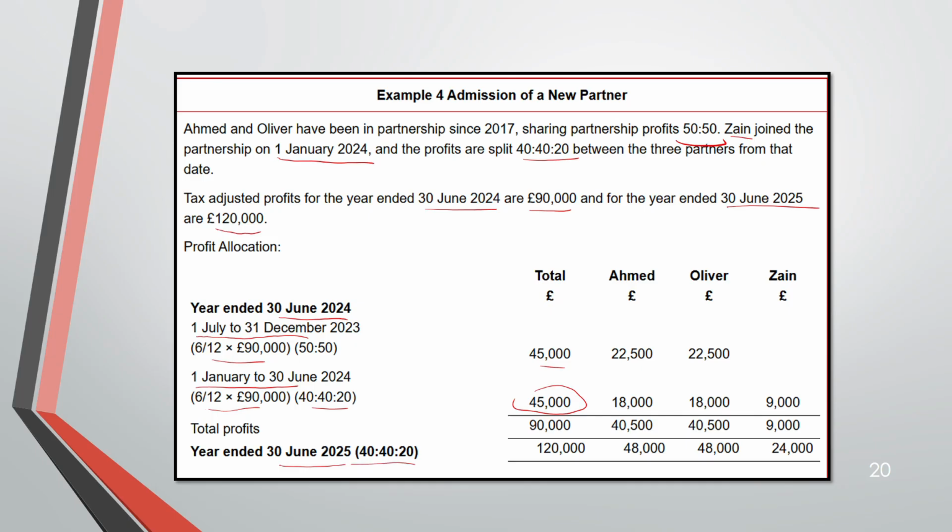Okay. So what is the profit? It's 120. This change happened in 30th June 2024, in between this year. For 30th June 2025, there is no change the whole year. That's why you can just take 40, 40, 20 and take this profit of 120 and divide into 40, 40, 20 ratio, which is 48, 48 and 24. Wherever the changes happen, then only you have to divide it into two portions like this. For 30th June 2025, there has been no change.